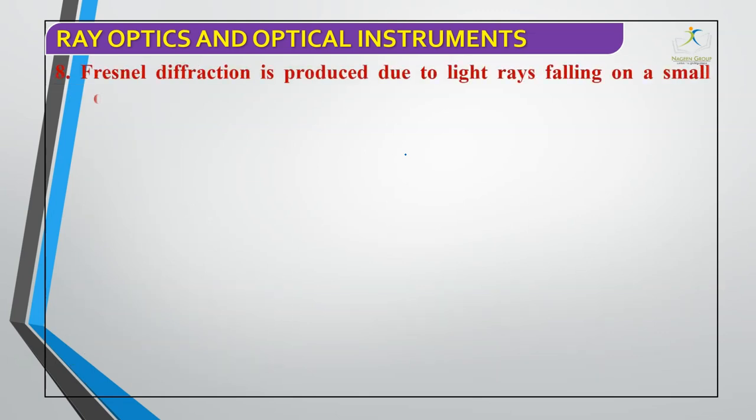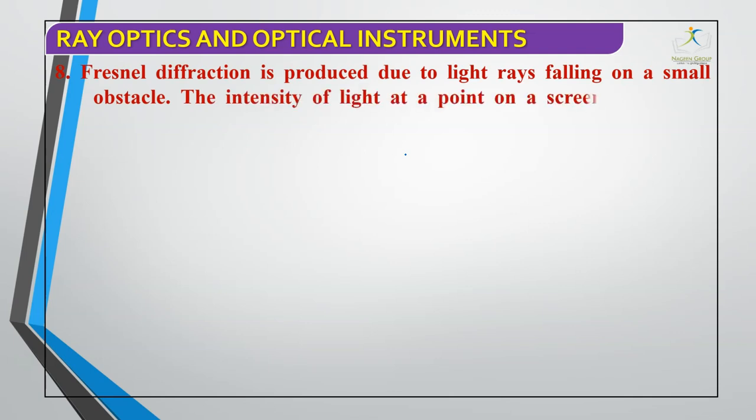Next question we have, fractional diffraction is produced due to light rays. Students, we have in diffraction pattern two types of diffraction. I think you know about that Fresnel and Fraunhofer diffraction pattern. So both the diffraction patterns tell how light rays are behaving as a particle nature. So Fresnel diffraction is produced due to the light falling on a small obstacle, and the intensity of the light at a particular point on a screen beyond the obstacle depends on.